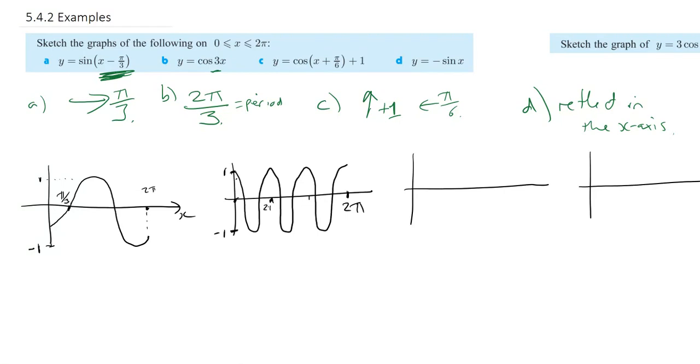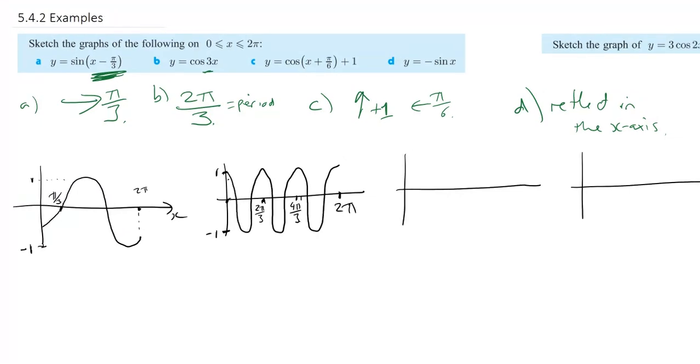And the oscillation is 2 pi over 3, and it will repeat itself again at 4 pi over 3. And of course, 2 pi is equivalent to 6 pi over 3. So this does work. Okay, C.